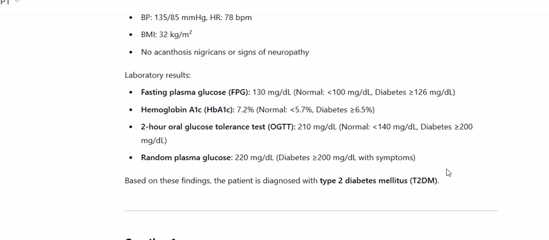2-hour oral glucose tolerance test, OGTT, 210 mg/dL (normal below 140, diabetes 200 or above). Random plasma glucose, 220 mg/dL (diabetes 200 or above with symptoms). Based on these findings, the patient is diagnosed with type 2 diabetes mellitus, T2D.